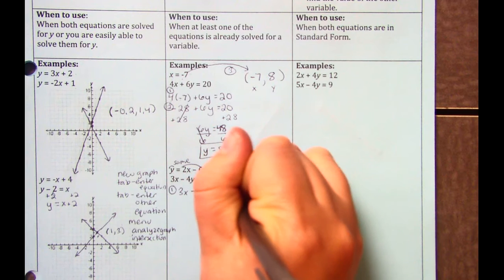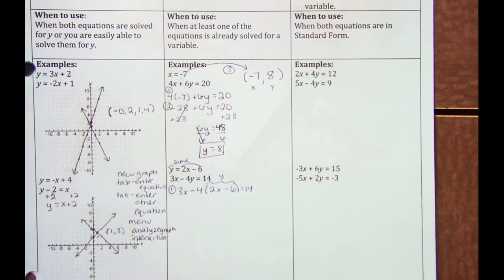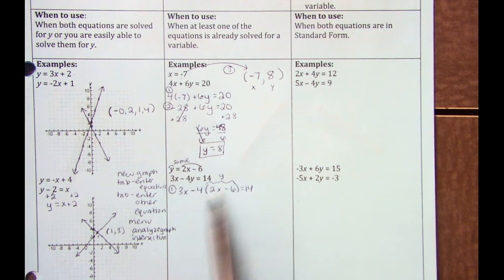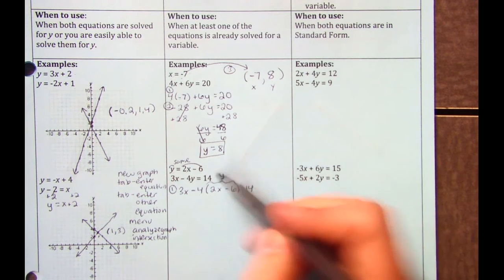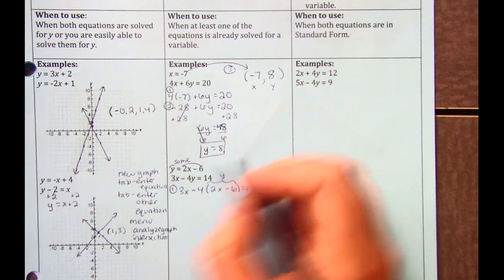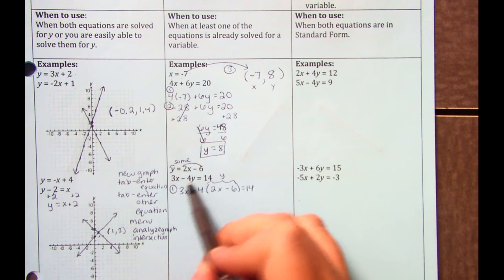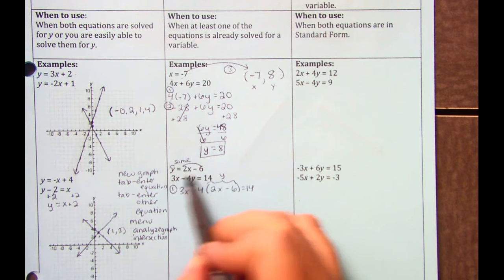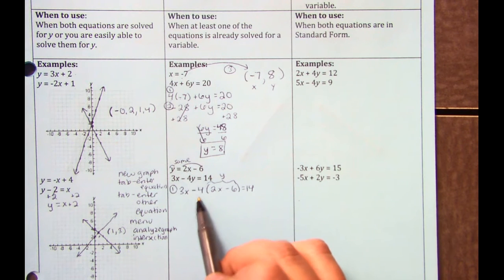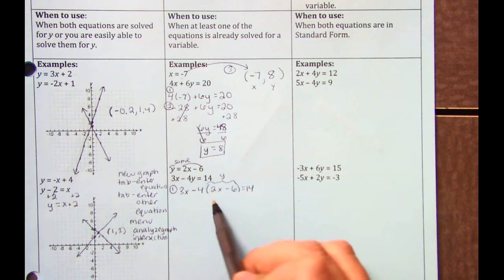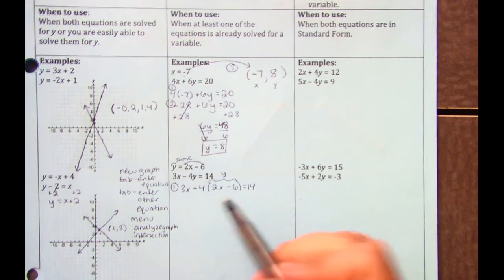This was my y. Okay? It said negative 4y. Now I have negative 4 times 2x minus 6. And I want to make sure to put this in parentheses because this negative 4 here is being multiplied by all of y. And this is all of y. So we want to make sure that we multiply this negative 4 by all of this. And we do that by making sure that it's in parentheses.